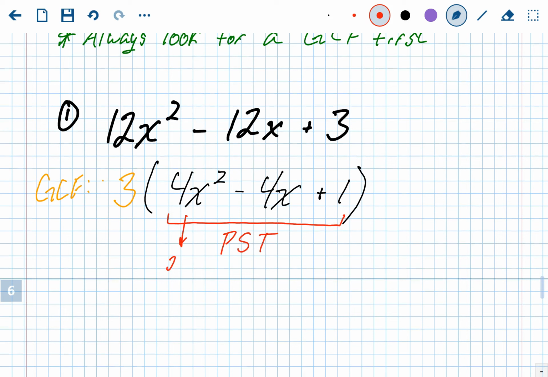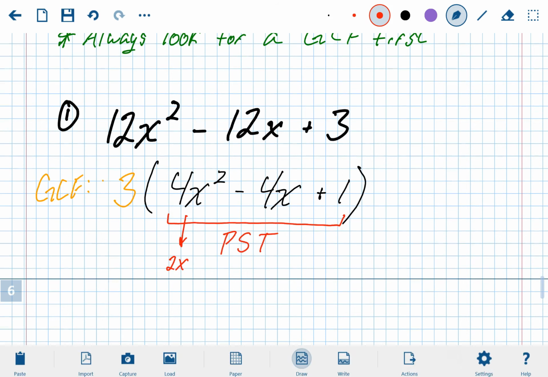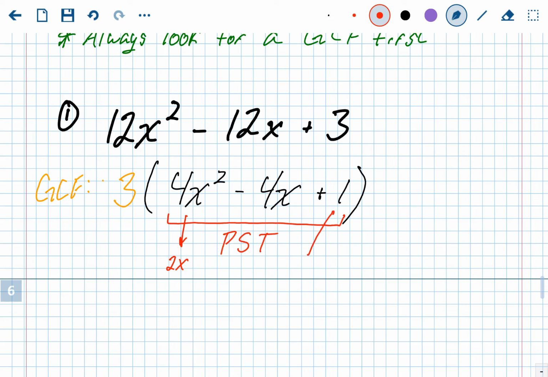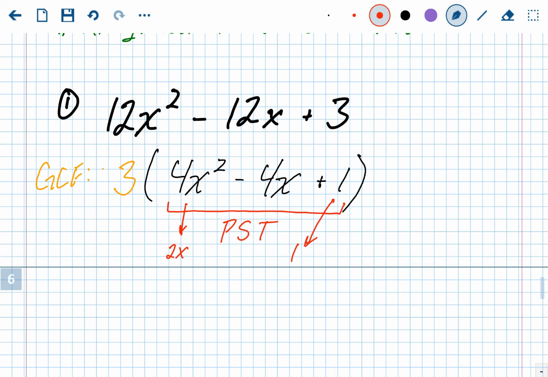4x squared is 2x times 2x. The last term is also a perfect square. 1 times 1 is 1. If I multiply those two together and double it, I'll get this middle term. 2x times 1 is 2x. 2x doubled is 4x. This is a perfect square trinomial.